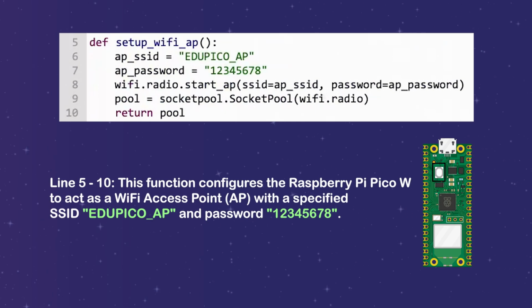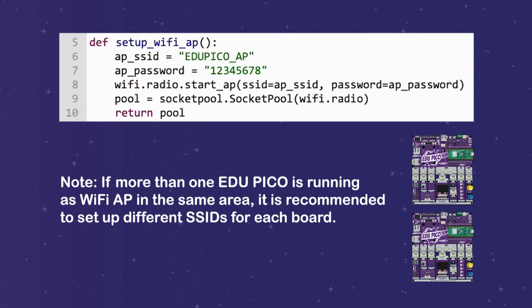Line 5 to 10. This function configures the Raspberry Pi PICO W to act as a Wi-Fi access point with a specified SSID and password. If more than one EDU PICO is running as a Wi-Fi AP in the same area, it is recommended to set up different SSIDs for each board.